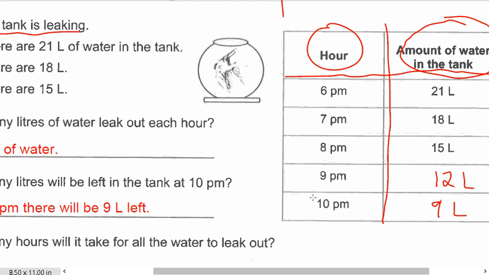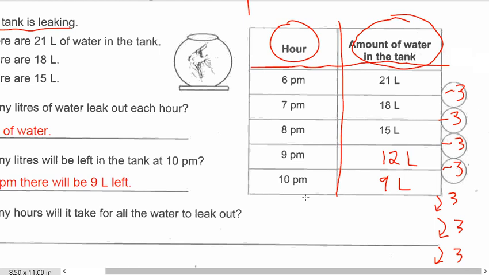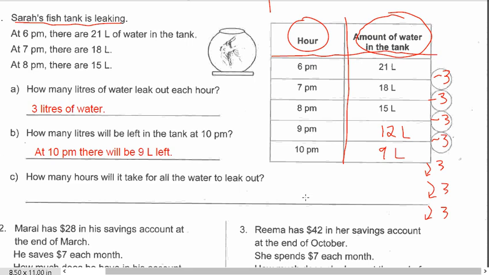So that's 7 hours total to get to empty. So 7 hours. And that makes sense because 7 times 3 happens to be 21, right? And if it's leaking 3 an hour, then 7 hours will leak out 21 liters from this tank. Okay, let's move on.